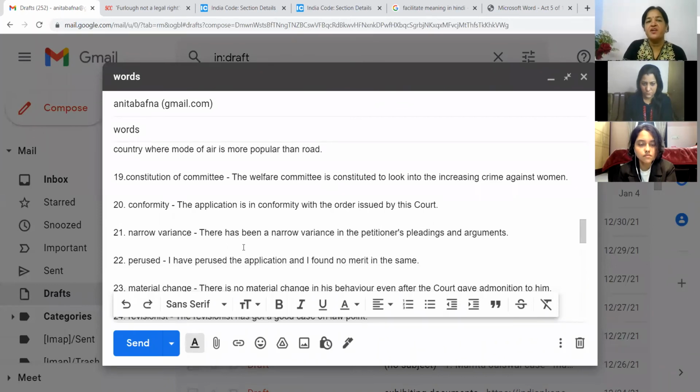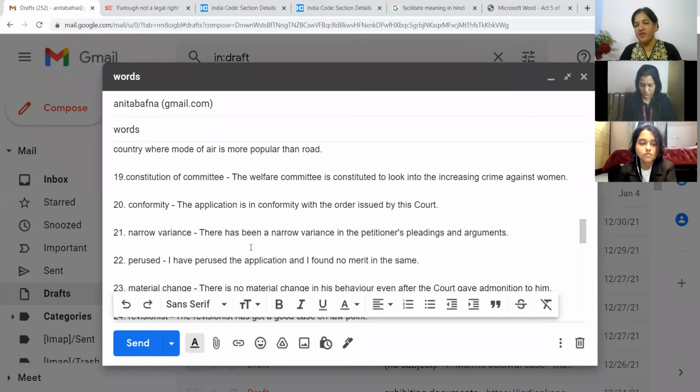Narrow variance. There has been a narrow variance. Variance मतलब बदलाव या changes in the petitioner's pleadings and argument. Petitioner की जो pleading है और arguments है उसमें there is no variance या there is narrow variance. बहुत ही छोटा सा बदलाव होगा. जो उन्होंने pleading में लिखा है वही उन्होंने arguments में भी कहा है.